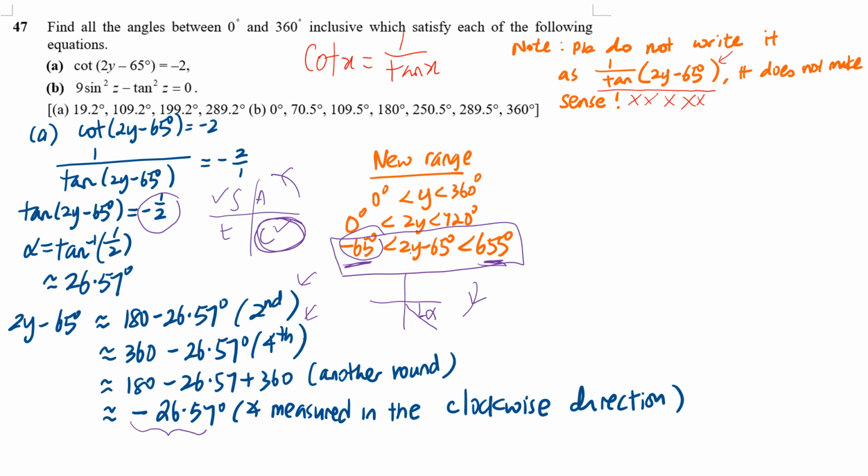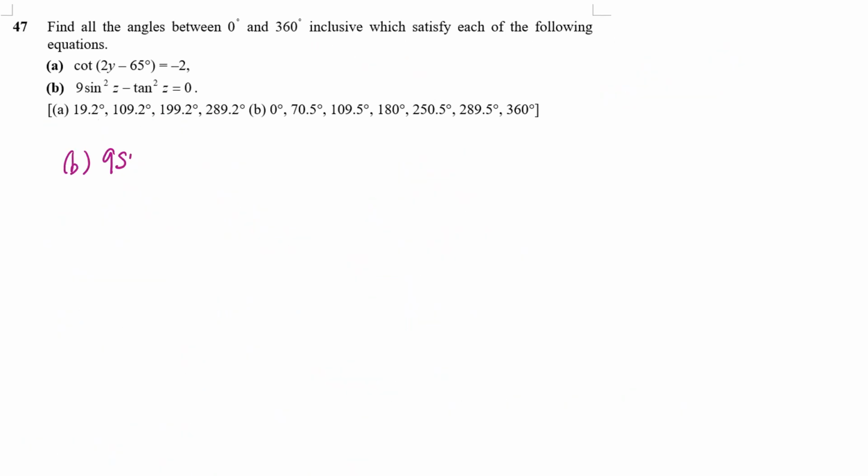So here in the fourth quadrant, your tangent will be negative. Right, so it's equals to negative alpha. Then from there, you can just go on to find your values of y. So 4 answers. Right, so that is part A. Then how about part B? Let's do part B. So how do we do part B?